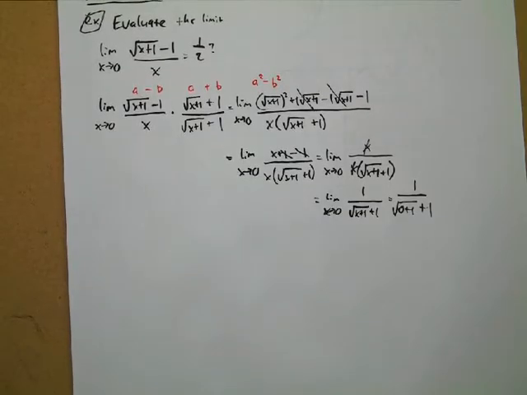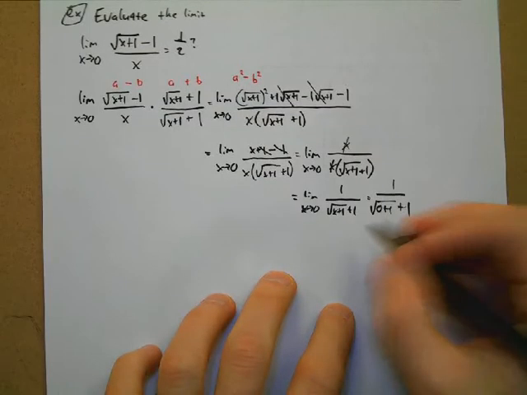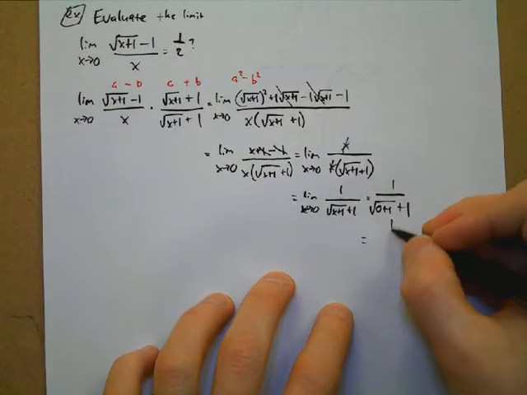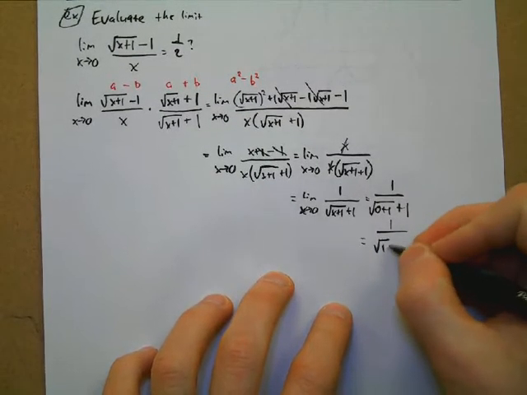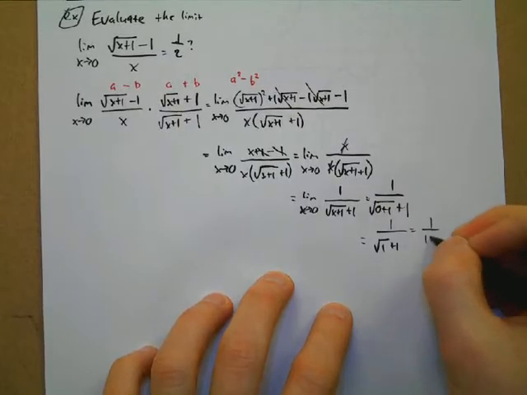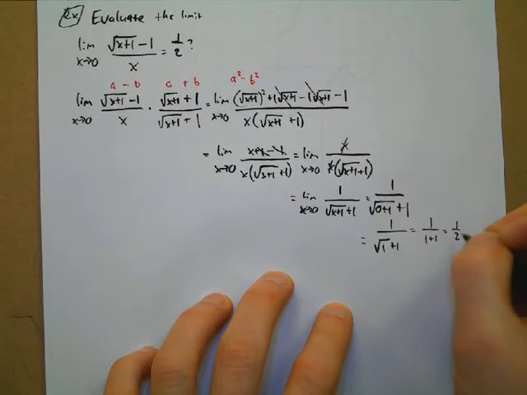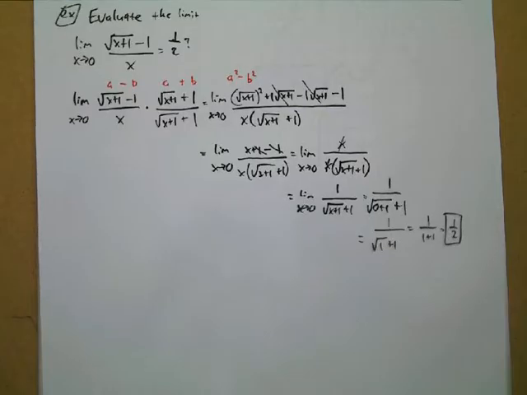Okay, it'll be then 1 over the square root of 1 plus 1, which is then just 1 over 1 plus 1, which is then 1 over 2. And we finally get down to the answer that we expect, 1/2.